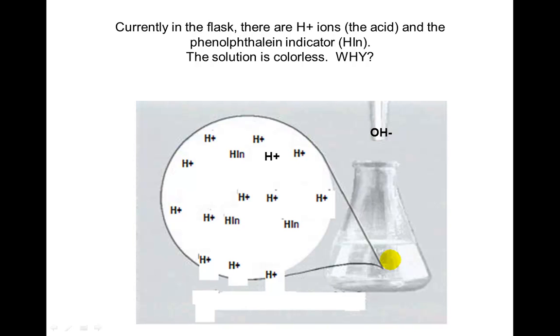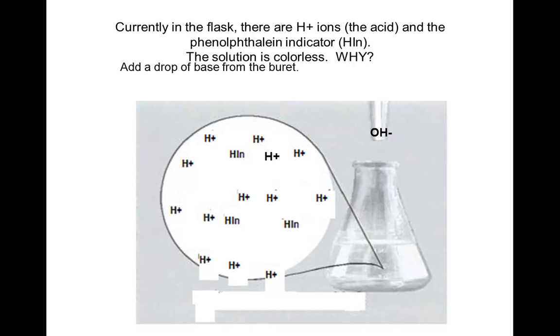Well, if I look at the contents of my flask down here, and blow it up and think about what kind of ions are in there, I've got my indicator, my HIn, that just indicates my phenolphthalein, but because it's an acid, I also have a bunch of hydrogen ions in there, okay? And again, why is it colorless when I add phenolphthalein? Because in the presence of an acid, my phenolphthalein will be colorless, okay?